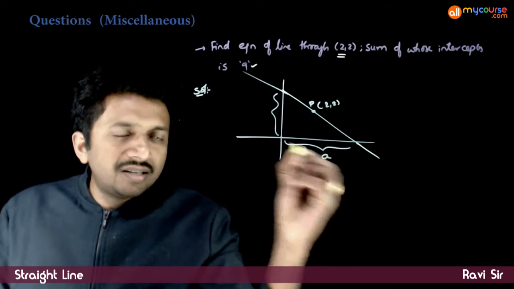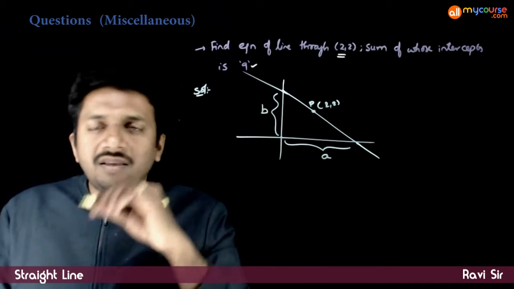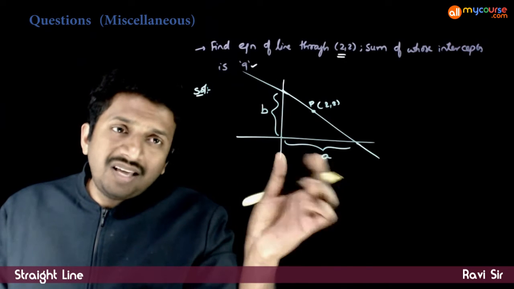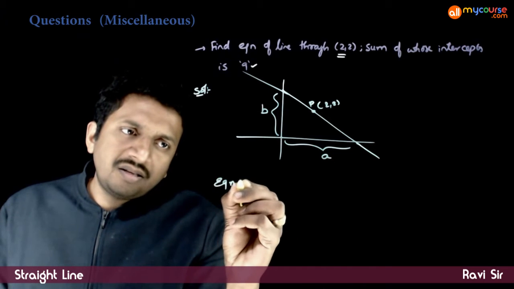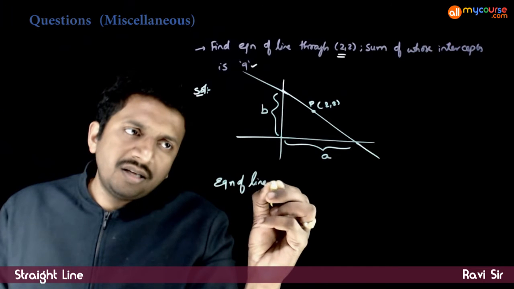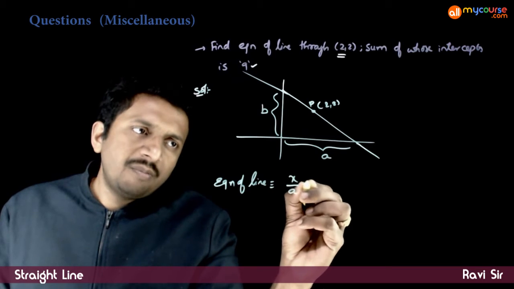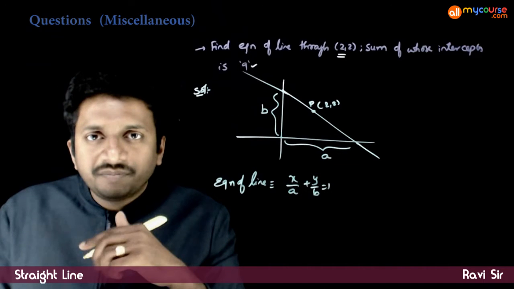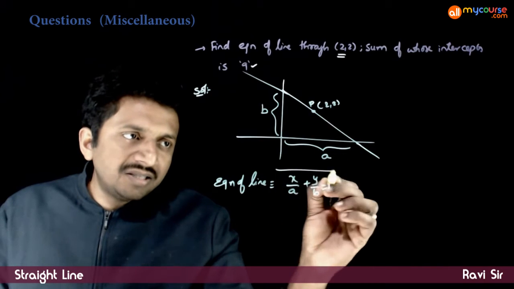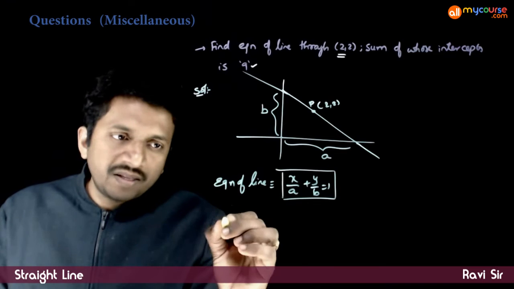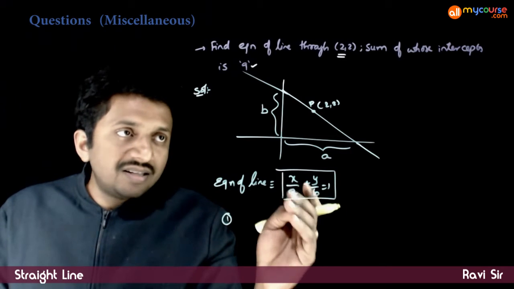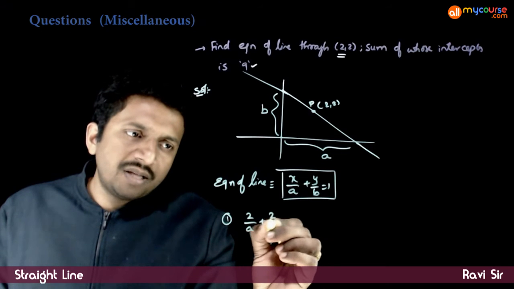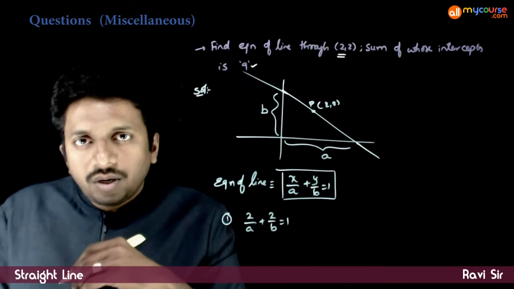So let us say that the x-intercept is A and the y-intercept is B. So what is the equation of this line? Equation of line is nothing but x by A plus y by B is equal to 1 if the intercepts are A and B. Now what are the conditions that this line has to satisfy? The first condition is that this line has to pass through (2, 2). That means 2 by A plus 2 by B has to be equal to 1.